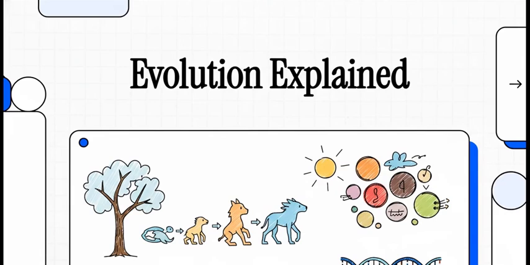All right, let's talk about one of the biggest, most important ideas in all of science, evolution by natural selection. Now, this is the story of how every single living thing on this planet is connected. If you stick with me, you're going to see exactly how this amazing process works.